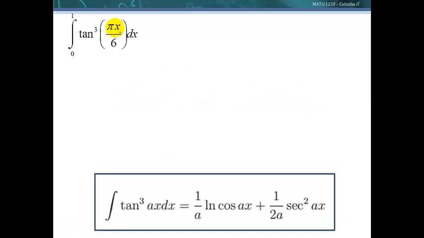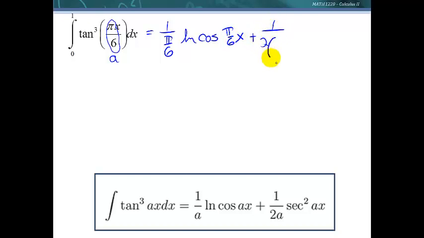The only thing I need to do is identify a. I can see that it then fits my form. a is pi over 6. So I can apply this formula, and I'm going to have 1 over pi over 6 natural log cosine of pi over 6 x plus 1 over 2 times pi over 6 and secant squared of pi over 6 x, and this, because I have a definite integral, needs to be evaluated from 0 to 1.